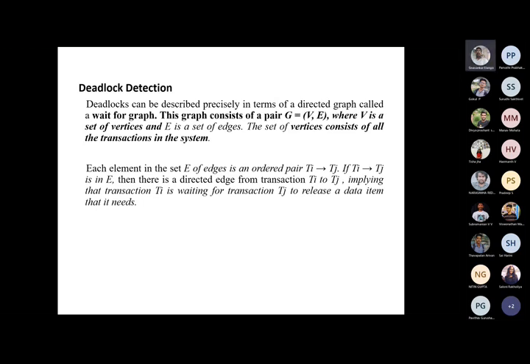For deadlock detection, we have this wait-for graph. Deadlock can be described precisely in terms of a directed graph called a wait-for graph. Any graph is described by a set of vertices and edges. Here the set of vertices consists of all the transactions in the system.